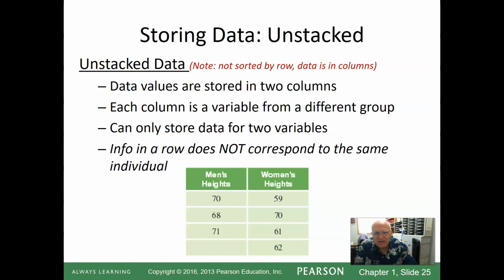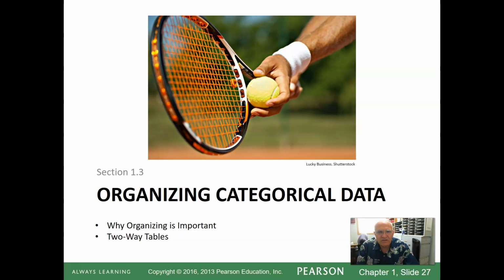And so in this case, the first row doesn't correspond to the same person. Obviously, it corresponds to a man's height and then a woman's height, and so they're not the same individuals. They're just a group of 3 individuals on the left and a group of 4 individuals on the right. We call that unstacked data. So that's really all you need to know about that.